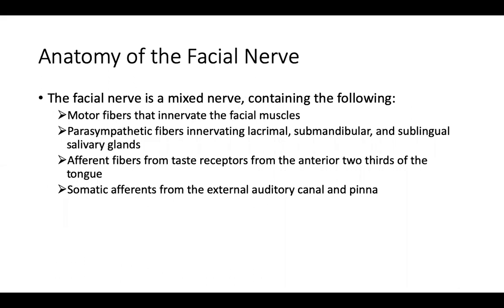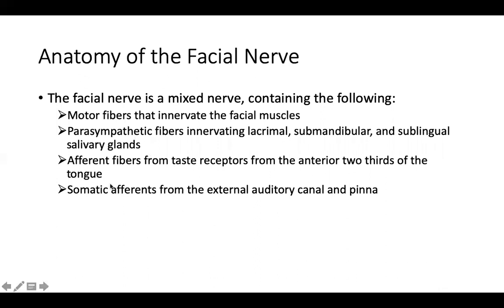So let's begin with the anatomy of the facial nerve. The facial nerve has the following functions. First of all, motor fibers that innervate the facial muscles. But it also has parasympathetic fibers that innervate various glands, for example the lacrimal glands, the glands that secrete tears, and the submandibular and sublingual salivary glands.